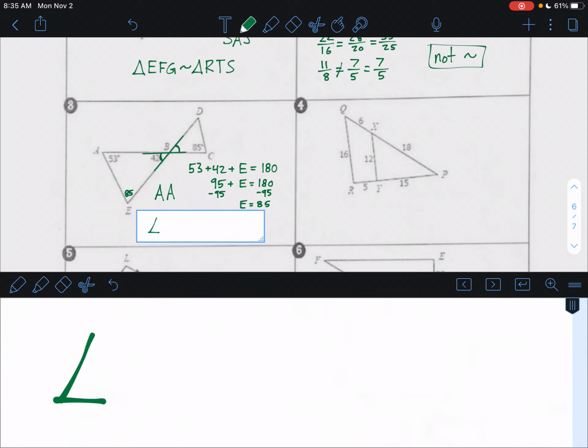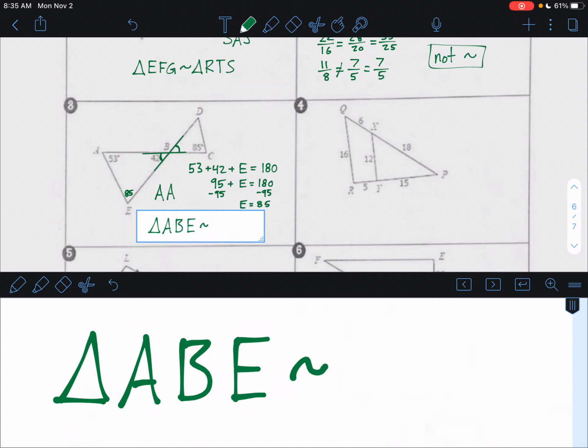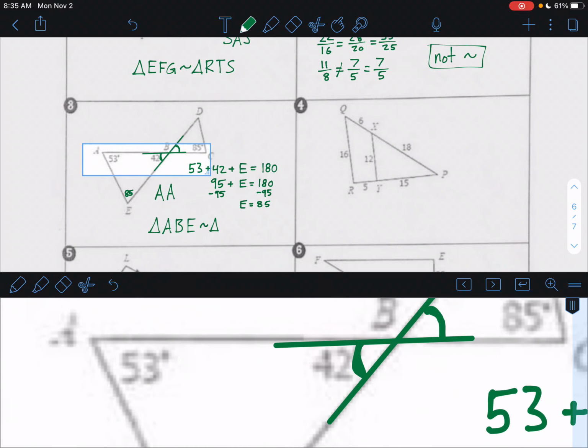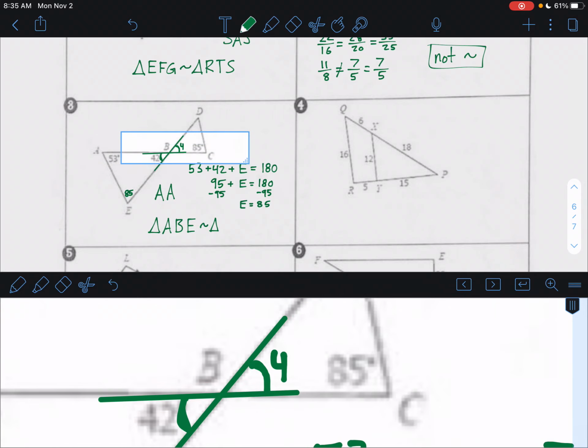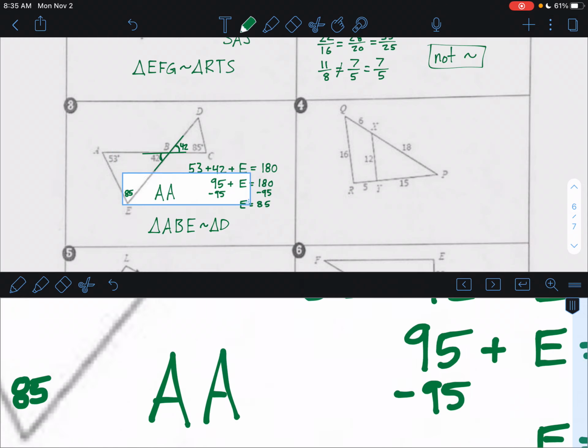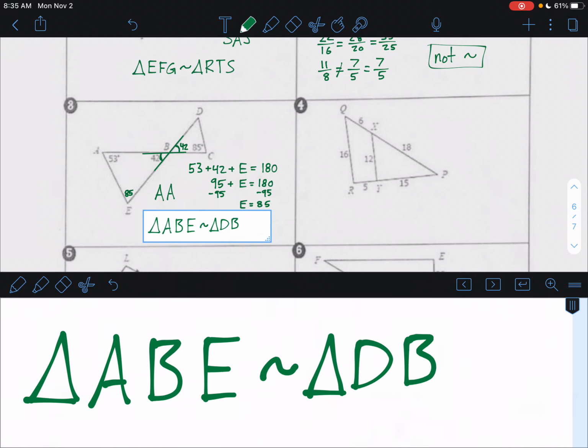So my similarity statement is going to say, I'll call it triangle ABE is similar to, well, A was 53 degrees, and since we know that this is 42, we know that D has to be the one that's 53. B is 42 on both of them. And then the last point on the other triangle is C. So ABE is similar to DBC.